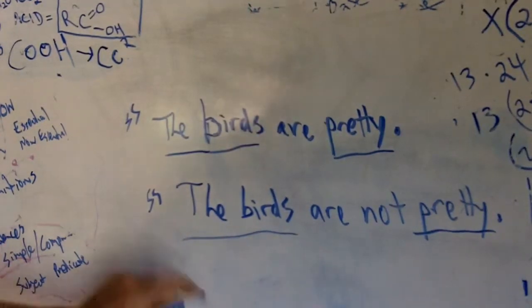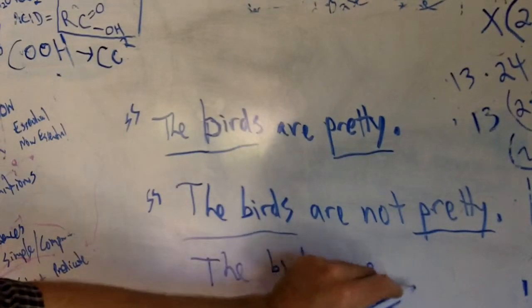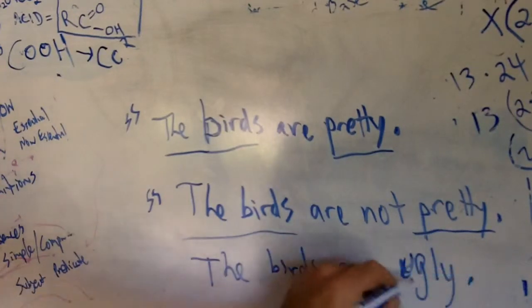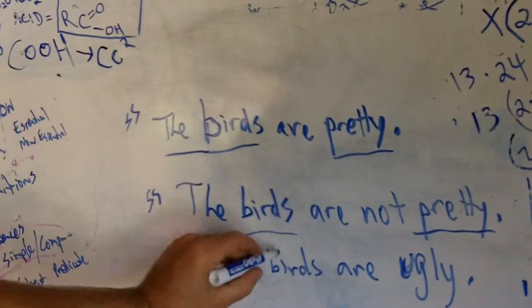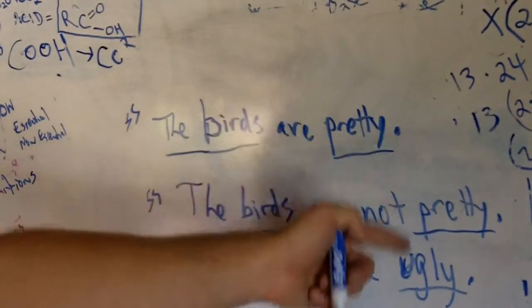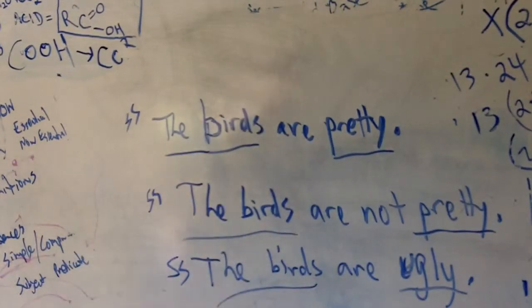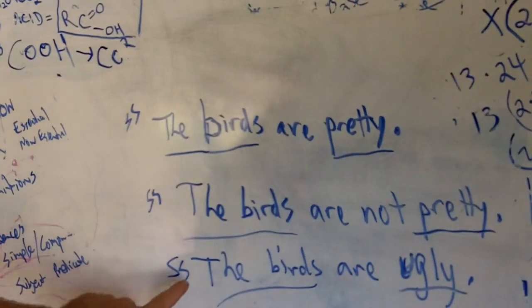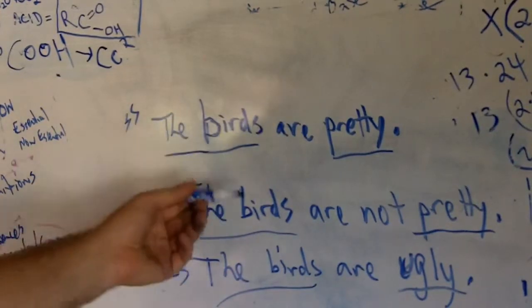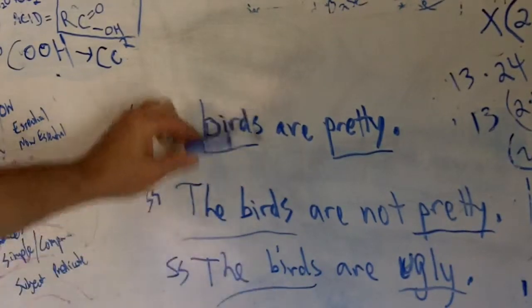So if we say the birds are pretty, now for the contrary premise, I say the birds are ugly. This is the contrary premise, because the predicate happens to have a contrary, and we form the premise in the contrary with the singular subject. This is the premise. This is the contradictory. These are contradictory of each other. These are contraries, and they're contrary to each other.